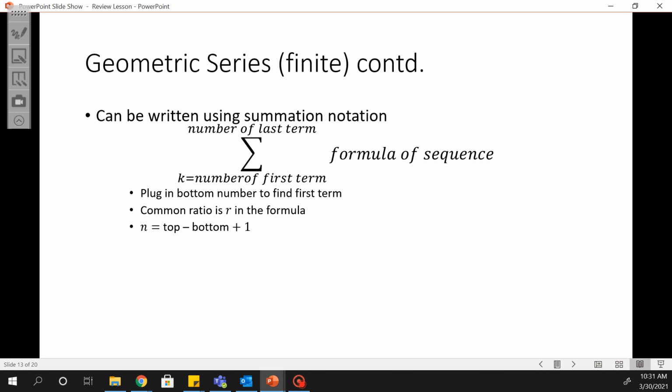normal form. So to find the first term, just substitute the bottom number into n, or k. Common ratio is just r in the formula. Okay, that's going to be right in the formula. It's going to be the r. And the number of terms will be the top minus the bottom plus 1.